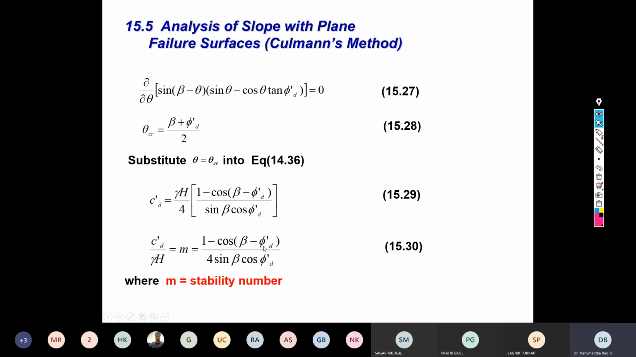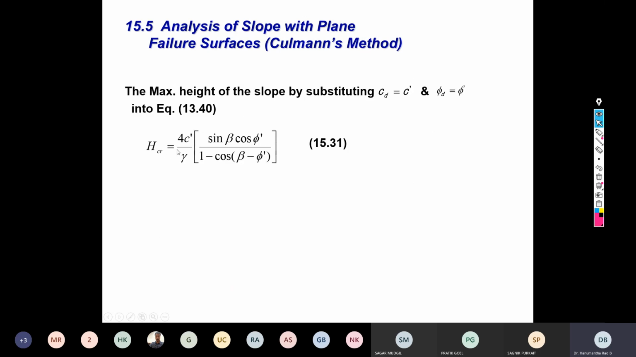So for a given slope and a given friction angle, it is as simple as possible. We can define a bunch of graphs between beta and phi dash and correlate everything with c dash by gamma h. So when beta is known and the angle of internal friction is known, from the predefined chart, pick up the value of c dash by gamma h and determine the critical height of the slope. That is the beauty of the stability number.